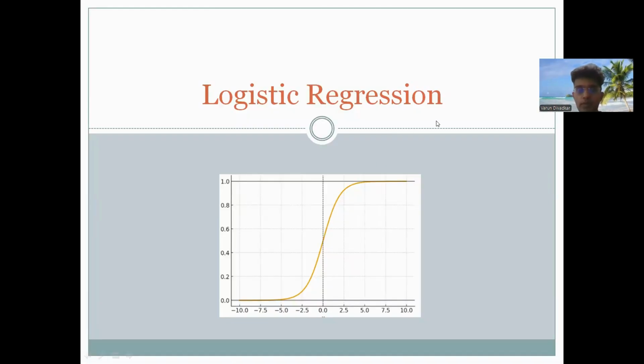Hey everybody, welcome to another interesting session where we are going to discuss another popular algorithm typically used in classification, which as you see right here is logistic regression.